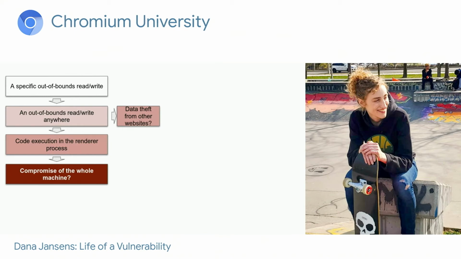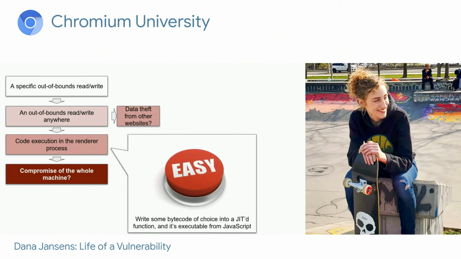And a renderer compromise alone is already serious. But a typical attacker wants to get further, and they want to achieve arbitrary code execution within the renderer. For example, through the use of the V8 JIT engine. It's not too hard to write native bytecode to memory and then call it from JavaScript. This is one of the most common paths for code execution in the renderer process today. But arbitrary rewrite also makes it possible to replace function pointers, vtable entries, etc., to manipulate what code will run.